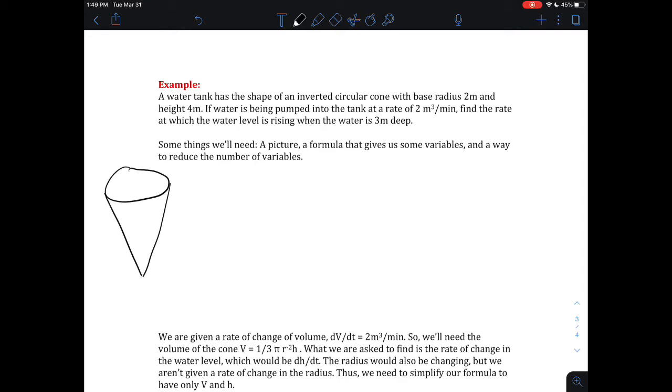So there's our picture, and we were given a couple of things. The base radius is 2 meters, which means the circle at the top has a radius of 2 meters. And then we were also given that the height was 4 meters, which means from the top of the cone to the bottom, that's 4 meters.